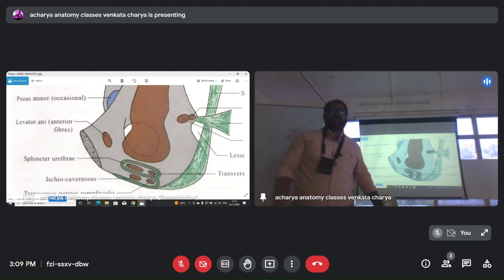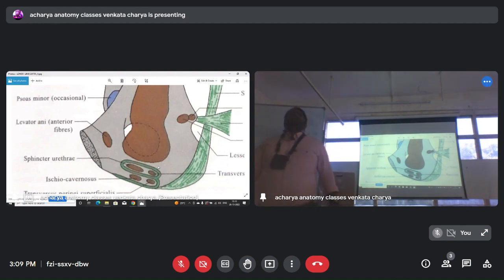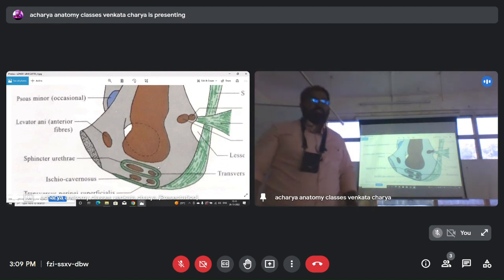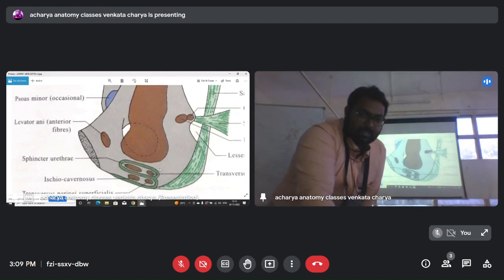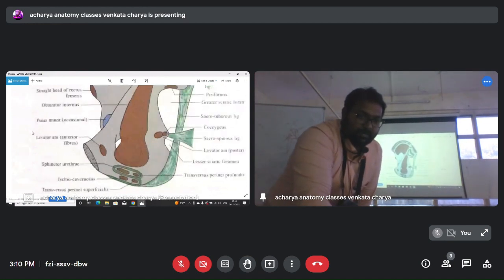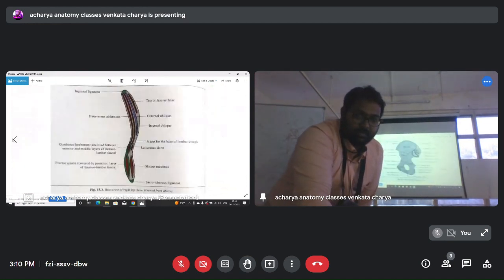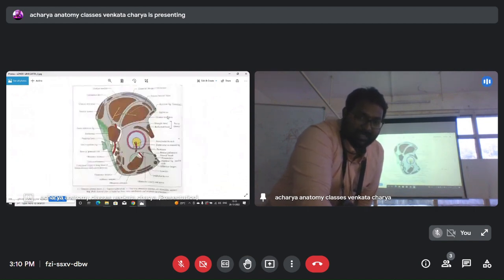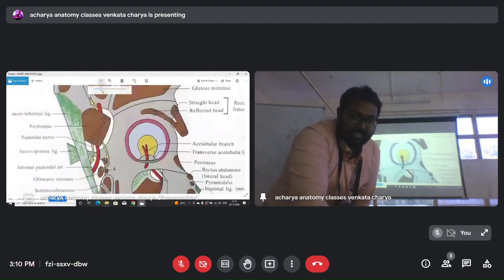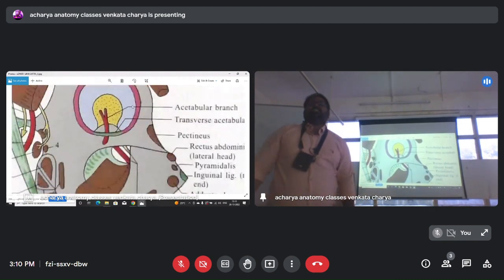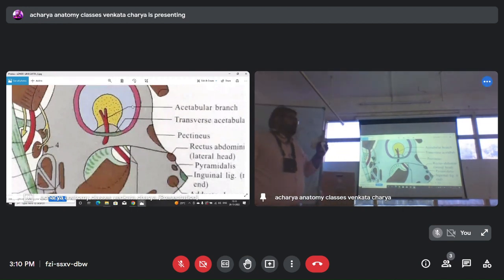First, in the superior surface, there is the origination of pectineus muscle. Origination of pectineus muscle.